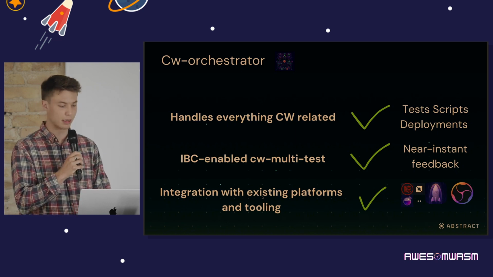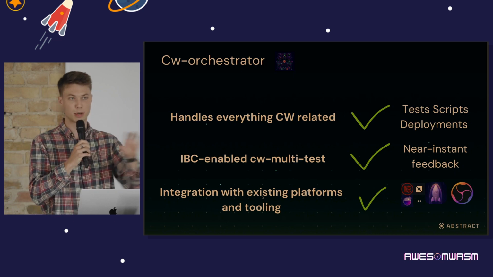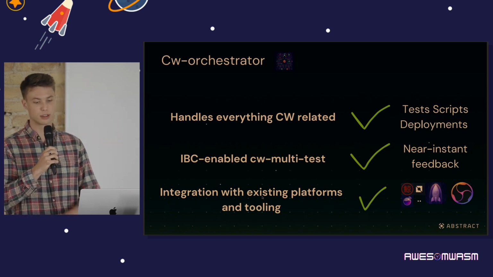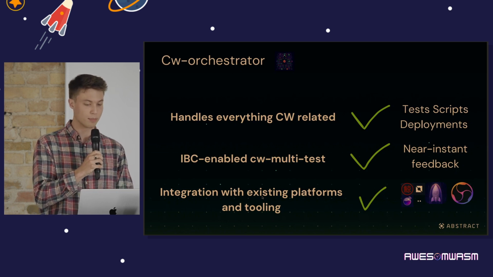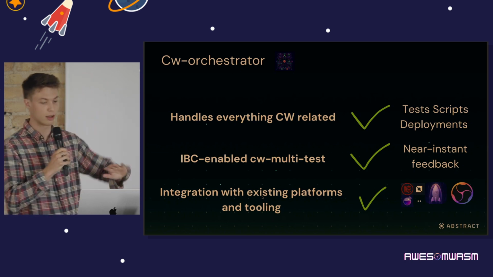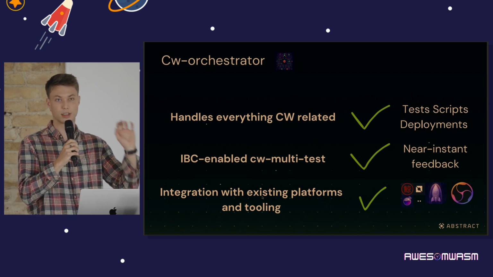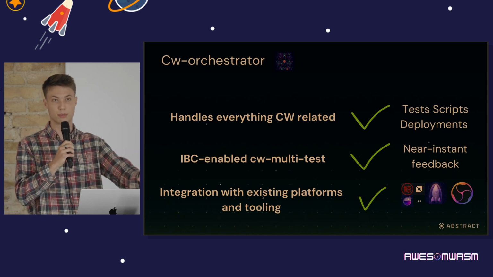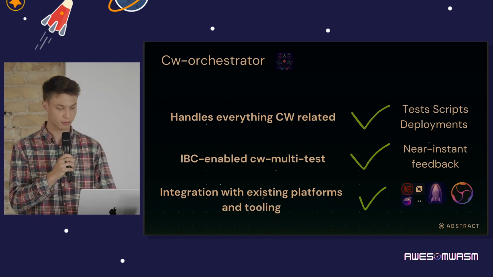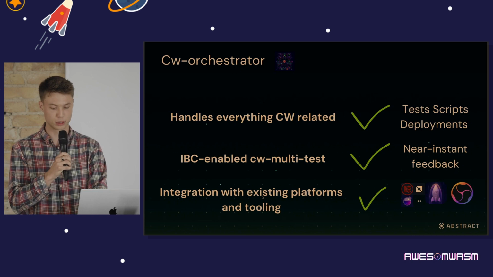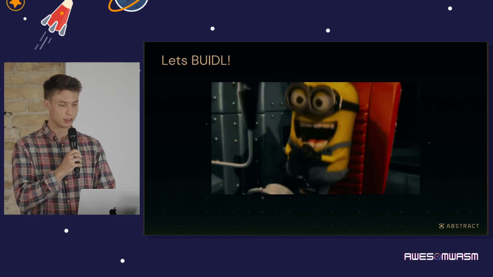One of the biggest features in there is this CW multitest that has IBC. So you can spin up different mock chains and then run your tests natively, so you get very fast feedback on your tests. We also integrated with existing platforms and tooling, so you can connect to testnets, you can connect to mainnets, you can do your deployments there, set up your IBC channels, etc. And also Starship, which spins up local devnets and relayers and stuff. So the tooling is there.